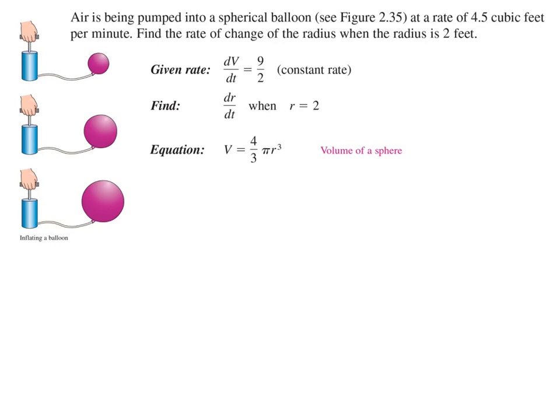So first thing I see here is that the volume is increasing at 4.5 cubic feet per minute, so that is dV/dt is 9/2, because 4.5 is the same as 9/2. I'm looking for the rate of change of the radius, so the change in the radius over time, when the radius is 2. And I also need the volume of a sphere, so that's the equation here. Now, I'm going to need to take the derivative of this and apply all these things to it to figure out what dr/dt is at r equals 2.